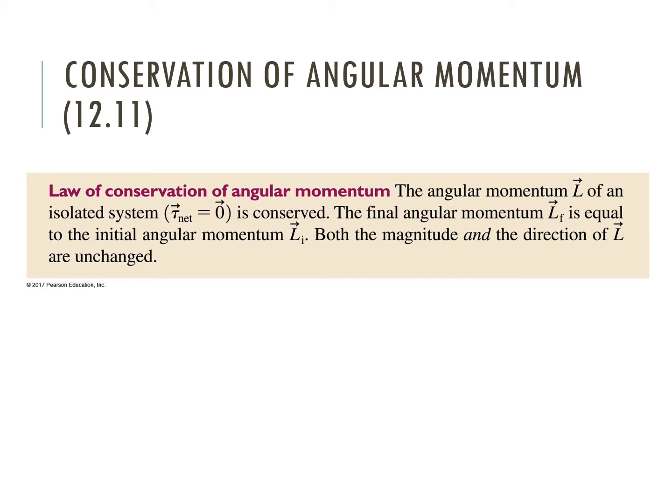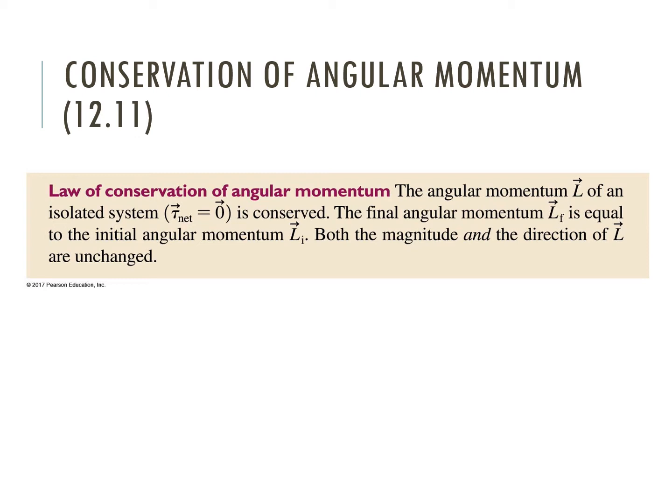But for the law of conservation of angular momentum, the angular momentum L of an isolated system, so that means net torque is equal to 0, is conserved, and the final angular momentum is equal to the initial angular momentum, where both the magnitude and direction of angular momentum are unchanged. So it's the same idea that we had for translational momentum, where no net force or no external force meant no change. The conservation of momentum could be used. The same is true here.